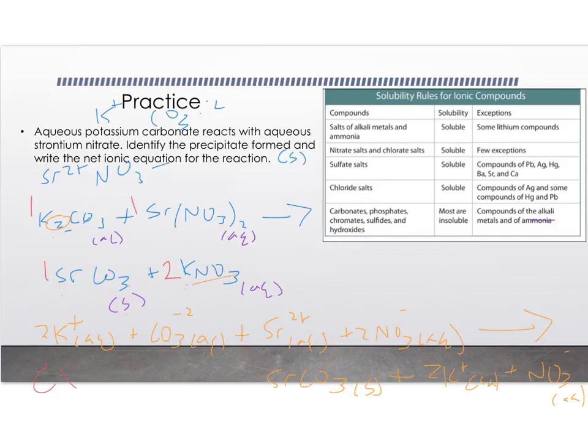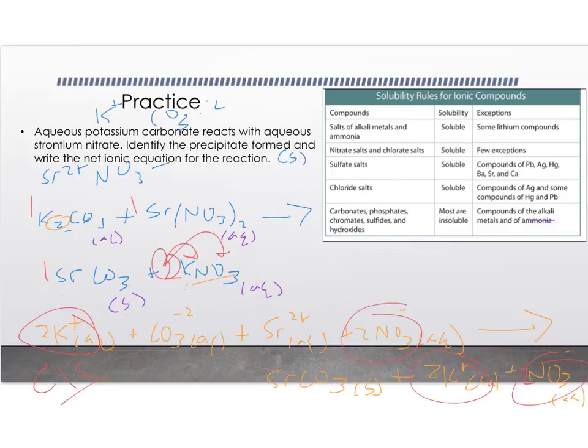So looking at our complete ionic equation that we just wrote out, I need to figure out what ions are on both the left and the right. I have 2 potassiums on the left, I have 2 potassium ions on the right. I also have 2 nitrates on the left. Oh, I forgot to add my 2. We actually have 2 nitrates because of the 2 in front of the K and the nitrate here. So we have 2 nitrates on the right.